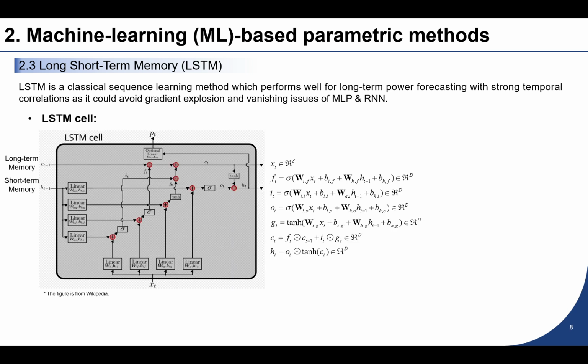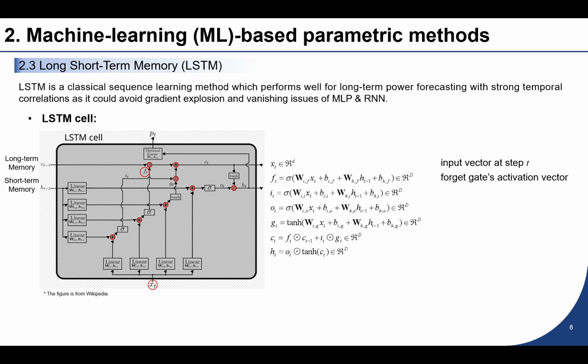This figure shows the internal structure of a single LSTM cell. Unlike a standard neuron, an LSTM cell contains multiple gated components that jointly control information flow through time. At time step t, the LSTM cell receives the current input vector xt together with the hidden state ht-1, which represents short-term memory, and the cell state ct-1, which represents long-term memory from the previous time step.